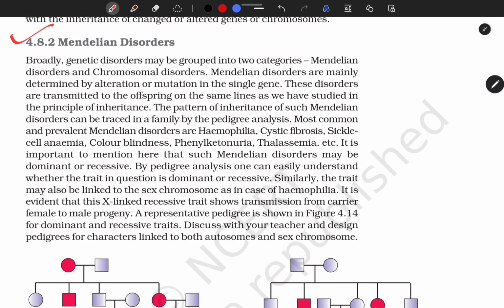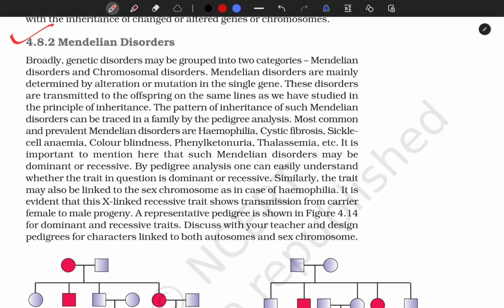4.8.2 Mendelian disorders. Broadly, genetic disorders may be grouped into two categories: Mendelian disorders and chromosomal disorders. Mendelian disorders are mainly determined by alteration or mutation in a single gene. These disorders are transmitted to the offspring on the same lines as we have studied in the principles of inheritance. The pattern of inheritance of such Mendelian disorders can be traced in a family by the pedigree analysis. The most common and prevalent Mendelian disorders are hemophilia, cystic fibrosis, sickle cell anemia, color blindness, phenylketonuria, thalassemia, etc.